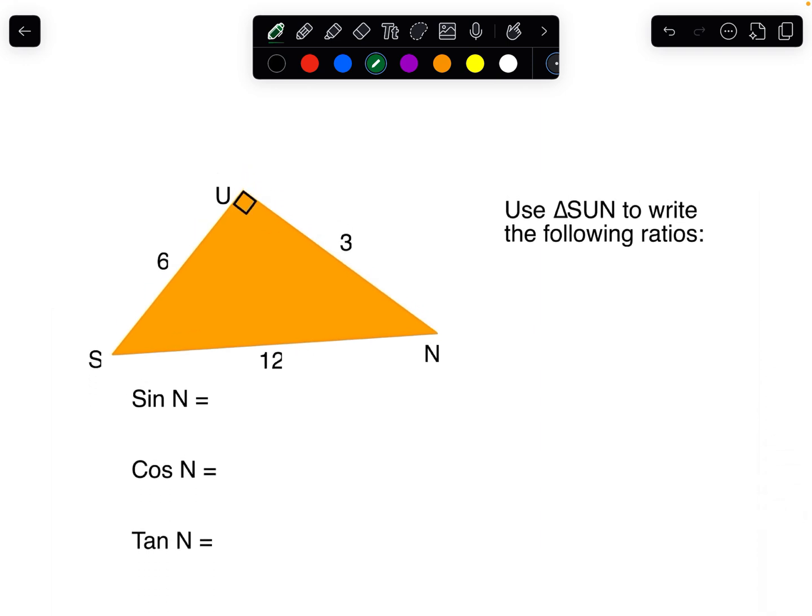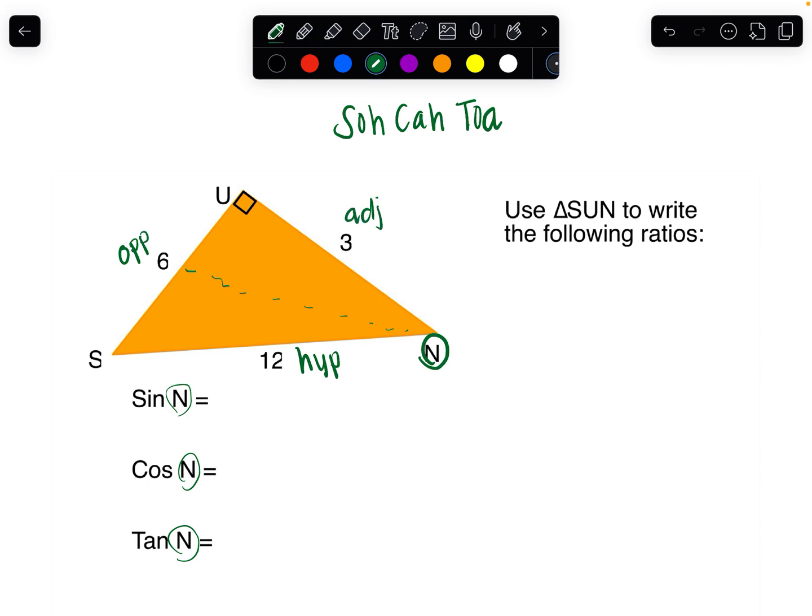All right, we'll write our SOHCAHTOA. And here they're talking about angle N. I know that because these all have N's. Hypotenuse is across from the right angle. The opposite is across from our reference angle, which is angle N. And then the adjacent is the side that's left over.